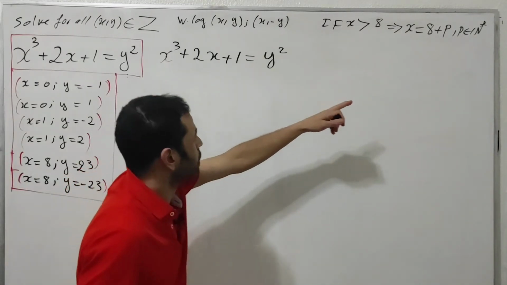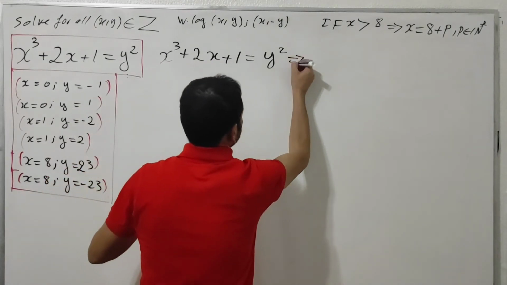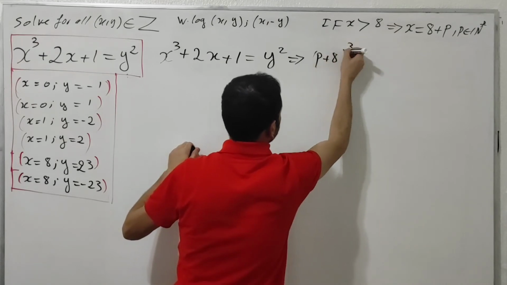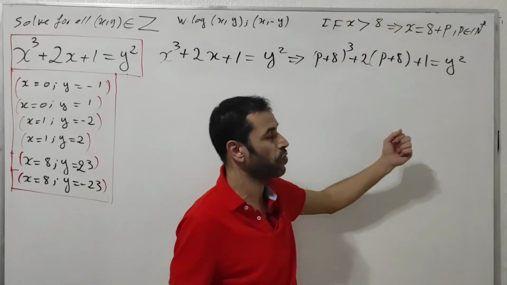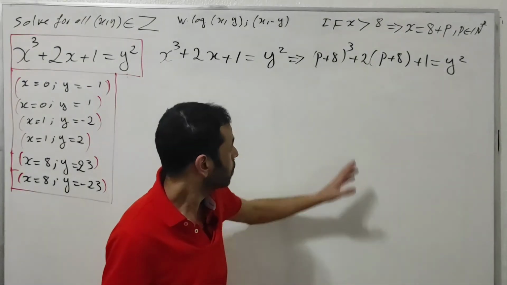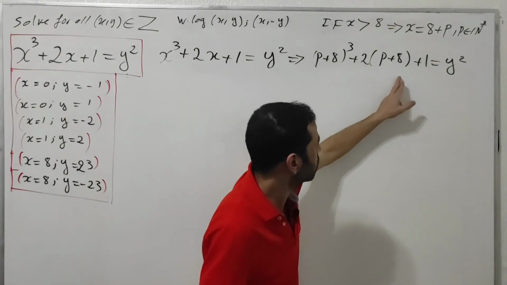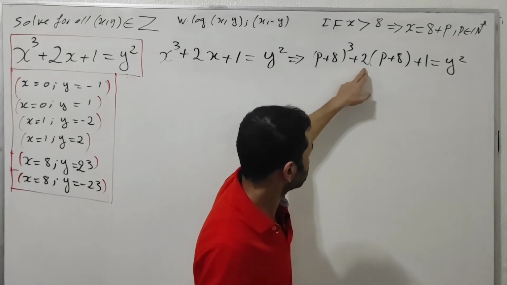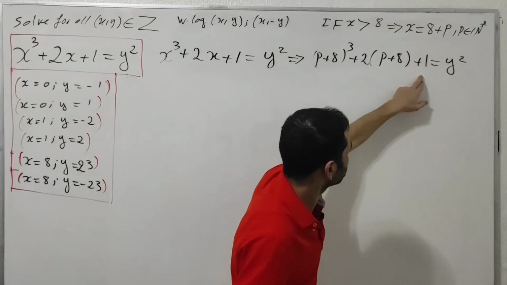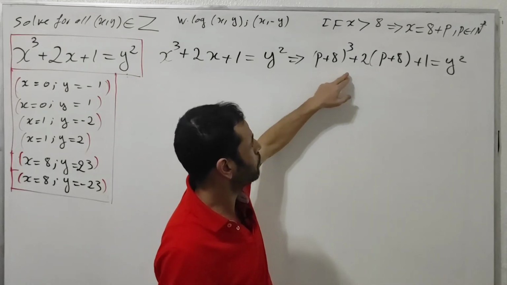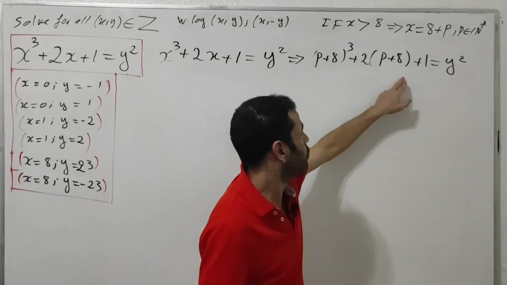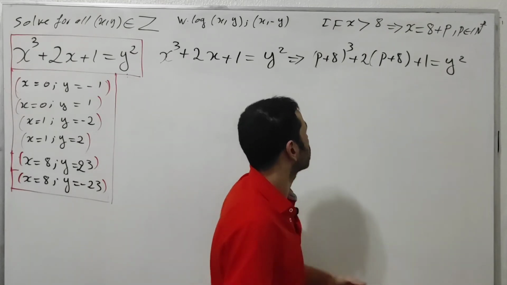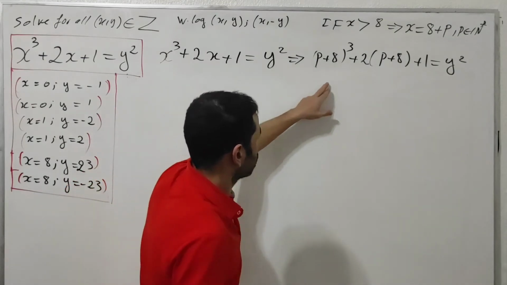By plugging this in, I will have (p plus 8) cubed. If I'm able to show this one is not a perfect square, I'm done. But it seems more complicated to show this. But there is a nice thing here. If you take a look at this number, 2 is multiplied by p plus 8 plus 1. So we're missing just the (p plus 8) quantity squared to form a quadratic binomial. So we will have (p plus 8 plus 1) quantity squared. So we are going to use the trick here.